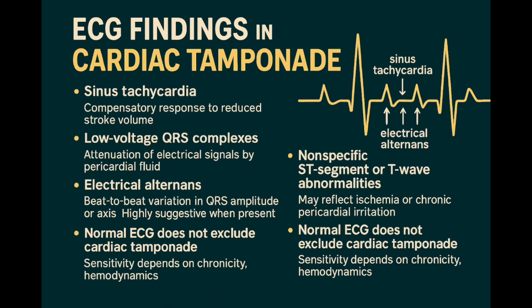The second classic feature is low-voltage QRS complexes. Because electrical signals must traverse an increased layer of pericardial fluid, the amplitude of the QRS complexes becomes smaller. This low-voltage pattern is often most pronounced in the limb leads.